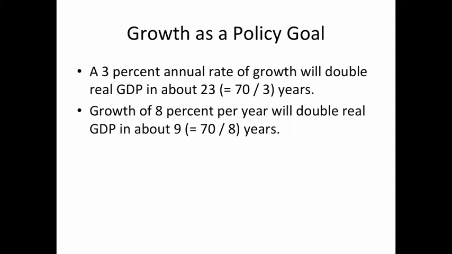So if we think an economy is going to grow at a 3% annual rate each year, dividing 3 into 70 is roughly 23. That's telling us that a 3% annual rate of growth would double real GDP in an economy in about 23 years. If we look at a much larger growth rate, a growth rate that we'd rarely see sustained over time, 8%, then an 8% annual rate of growth would double real GDP in only 9 years. So again, these relatively small changes in growth rate have big effects.